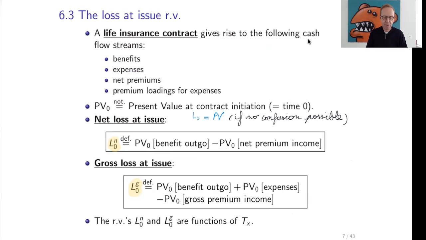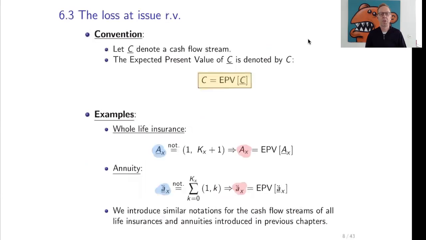Important to remark is that the random variables L0N and L0G, so the net loss and the gross loss at issue, are in fact random variables being functions of Tx, the remaining lifetime of the insured at policy issue. Now we make a convention.